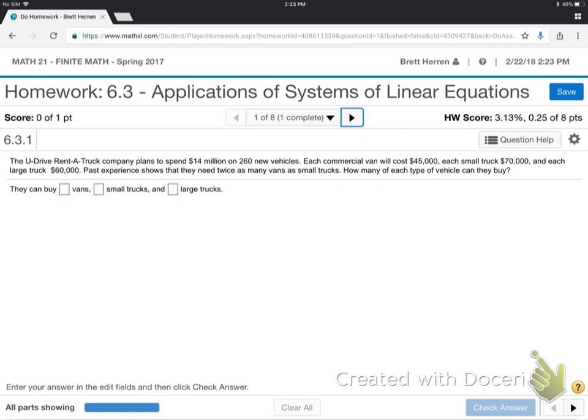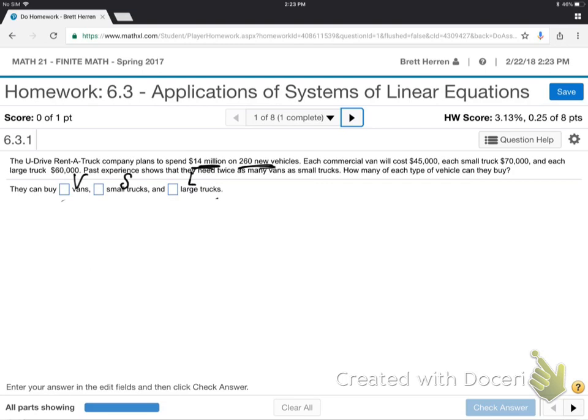So here we go. Notice there's three things: vans, small trucks, large trucks. Why don't we use V, S, and L? I mean, you could use X, Y, and Z, but I think it's nice to use meaningful letters. I think you'll be able to track with everything better. So I'm going to use V, S, and L: vans, small trucks, large trucks. Okay, here we go.